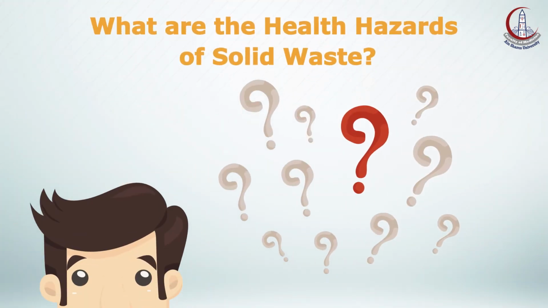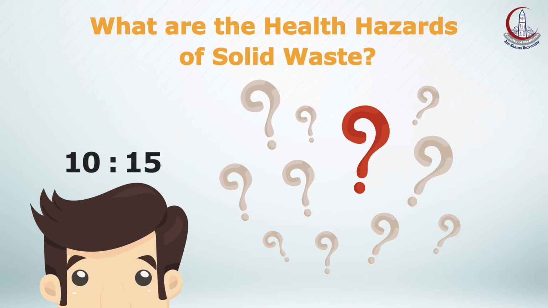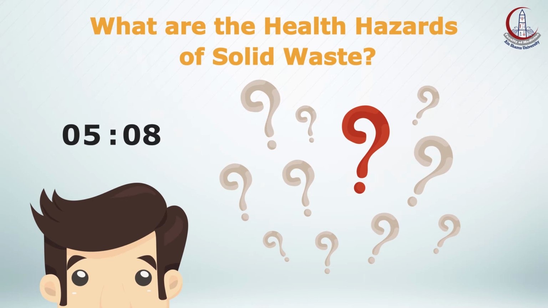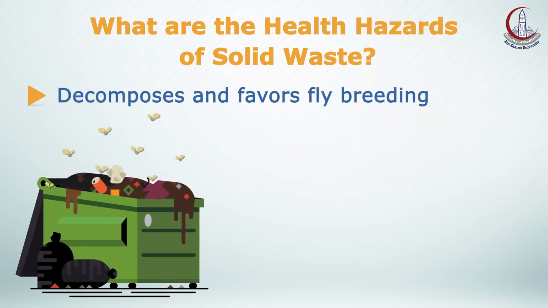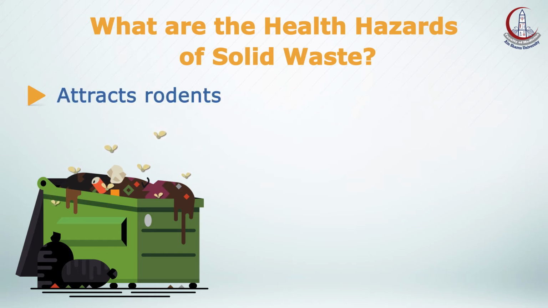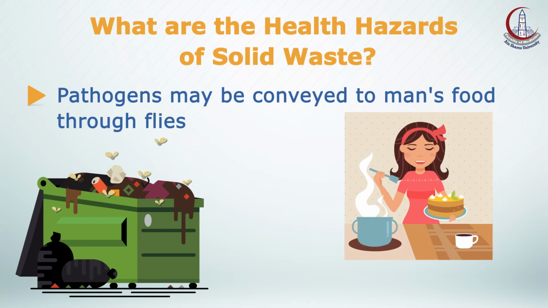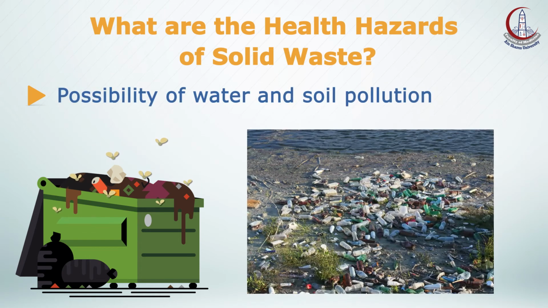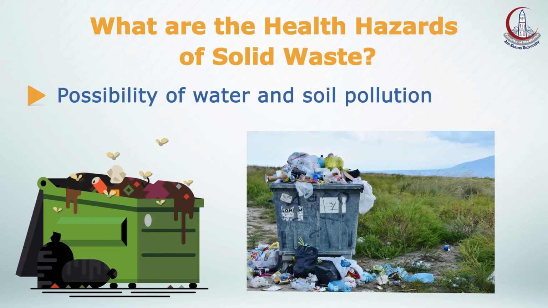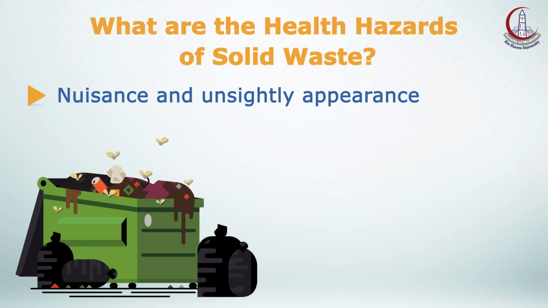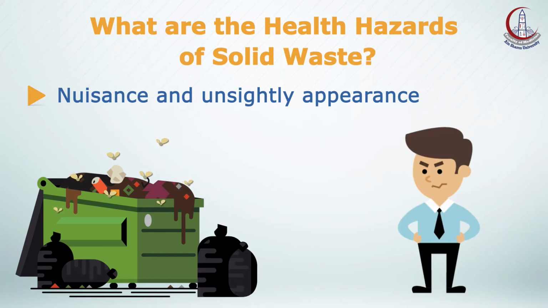So, what do you think could be the health hazards of solid wastes? Solid waste decomposes and favors fly breeding. It also attracts rodents. Accordingly, pathogens may be conveyed to man's food through these flies and rodents. Possibility of water and soil pollution is present. Nuisance and unsightly appearance are also bad effects.